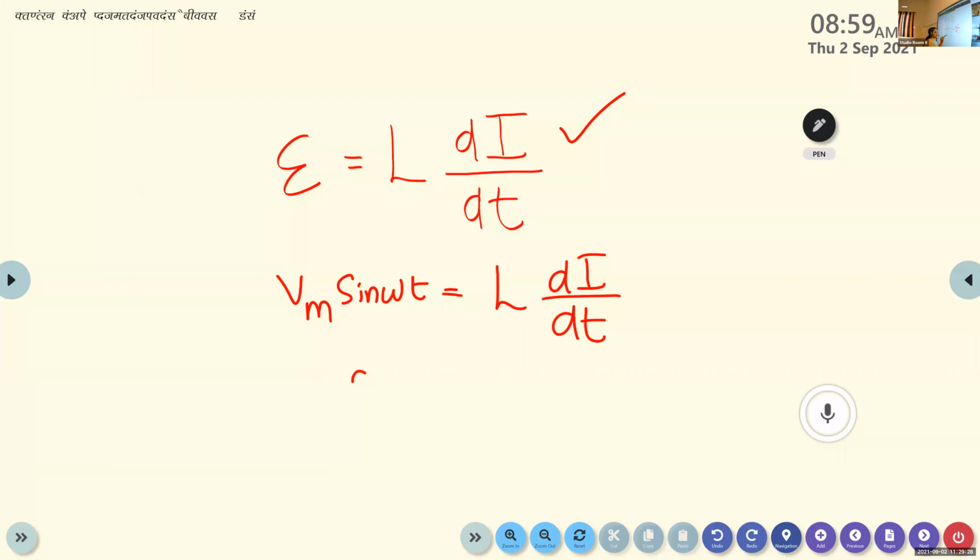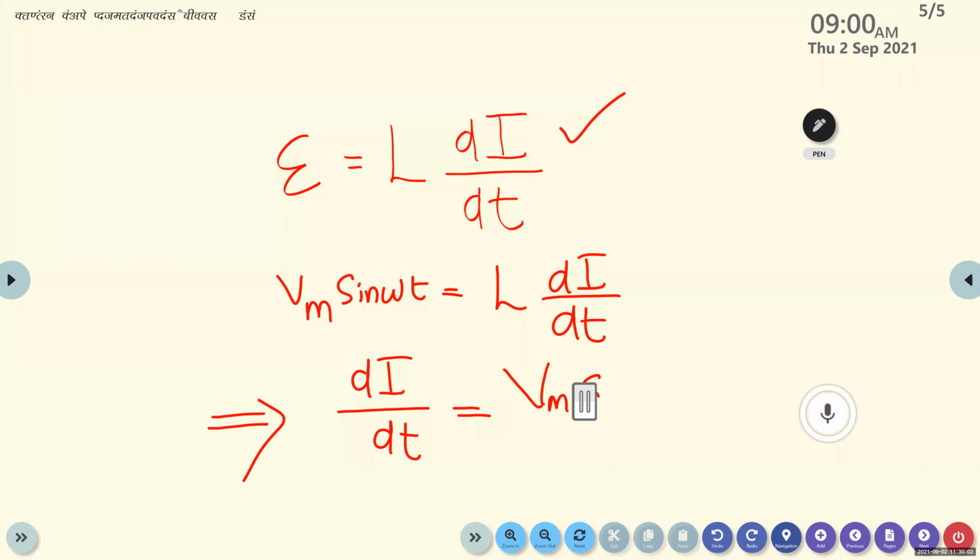Then can you say what is di by dt from this equation? Can you find an expression for di by dt? Just rearrange the equation. Vm sin omega t is equal to L into di by dt, which implies di by dt is equal to... Yes, Vm sin omega t by L.